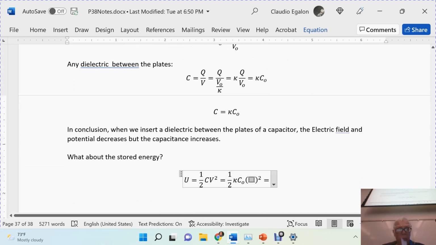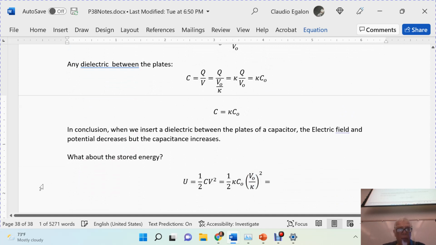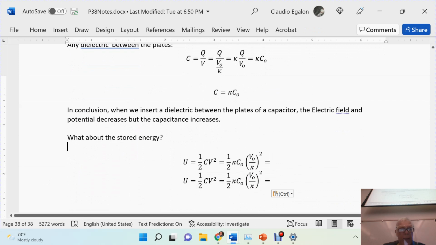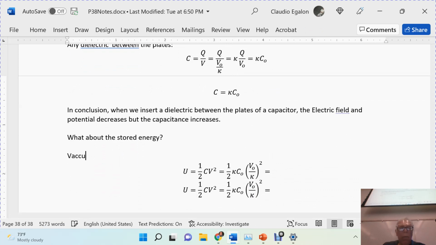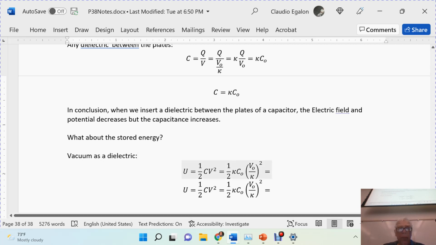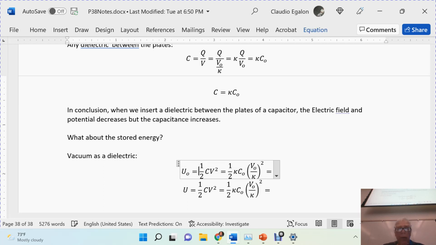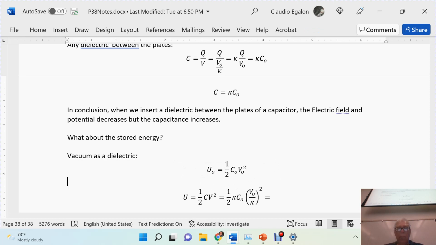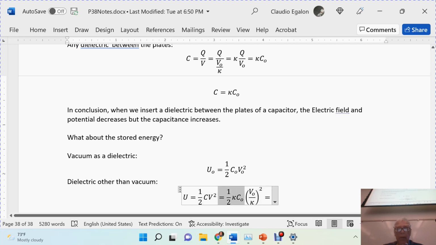Oh wait a minute, let me write down the other one first. What about stored energy with vacuum as a dielectric? I'll write that down first. I'm putting that naught just to remind you that we are talking about vacuum. Then the dielectric other than vacuum.